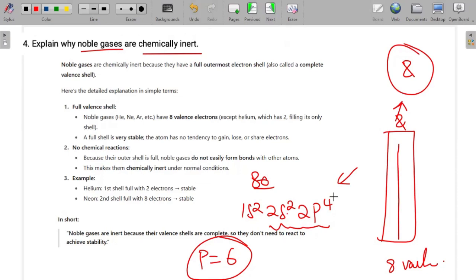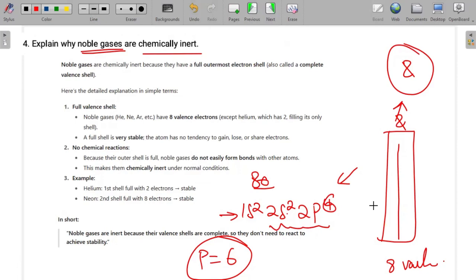So when it gets the 2, it will have the 6 here, it will be fulfilled, then it won't react anymore. So most of the atoms on the periodic table have an outermost shell that is not full, or that does not have 8 electrons. So they always struggle to make those electrons 8, by either losing or gaining electrons. Now these noble gases here already have 8 electrons in the outermost shell, so they won't react, because what are they reacting for?